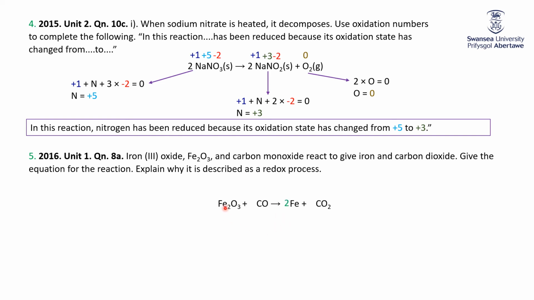Okay, we got 2 irons there, so we have to have 2 irons there. And we've got 3 carbons to go with the oxygens there, because we got 3 CO2, because each time the reaction happens, you need one of the oxygens going from the CO to give us CO2, so therefore we need 3 COs to 3 CO2s, because we've got 3 oxygens there. So that was sort of baby balancing. Now let's go ahead and explain why it's a redox process.